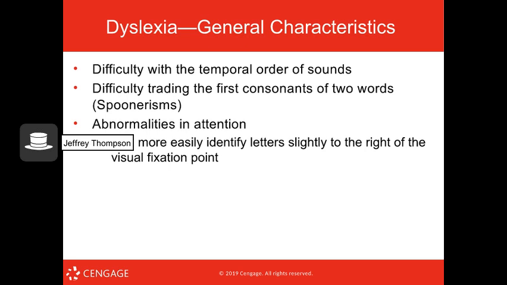So in dyslexia, sometimes you'll see difficulty with the temporal order of sounds. When we listen to sounds or when we express sounds, we put them in a certain order to make sure that the correct order is communicated, or the correct ideas are communicated. So sometimes what might happen is what's called a spoonerism. The first two consonants of two words will get traded.